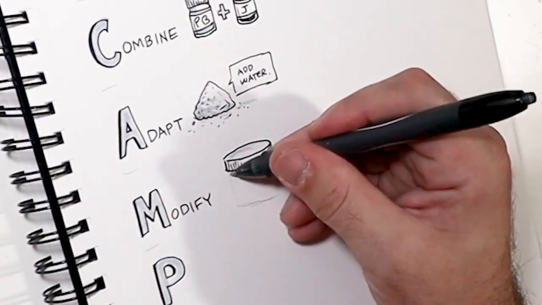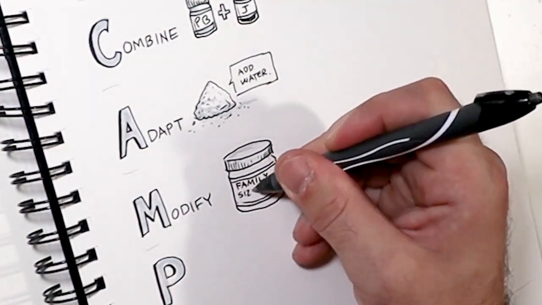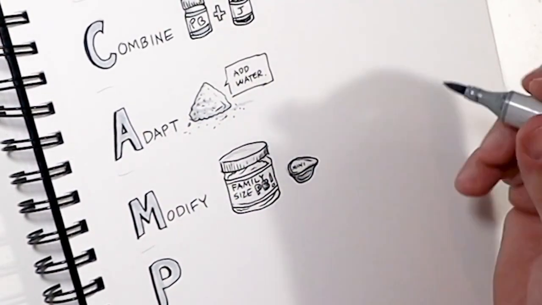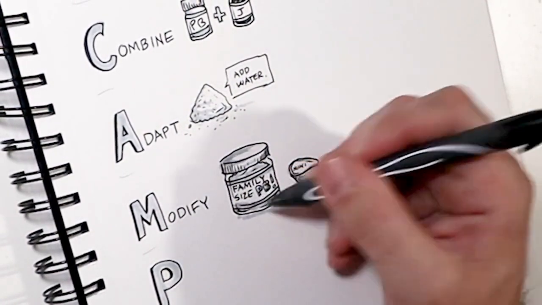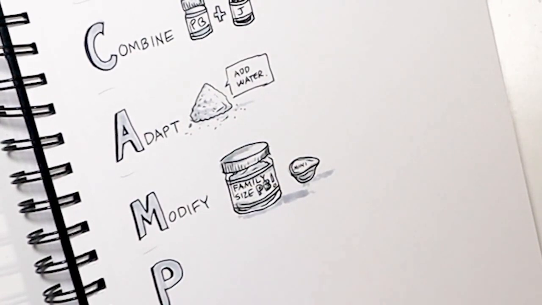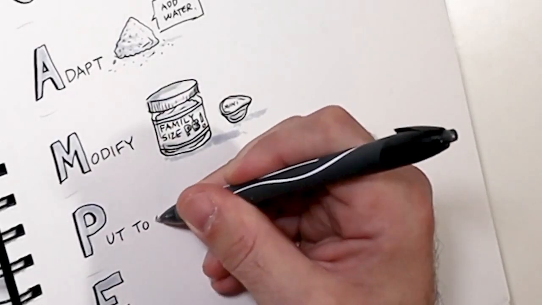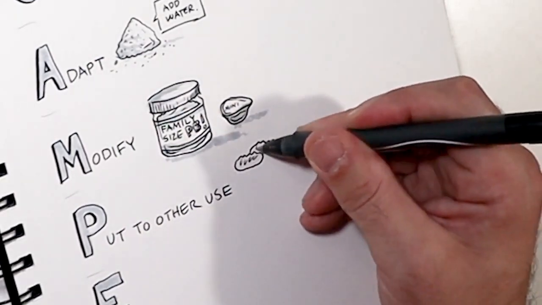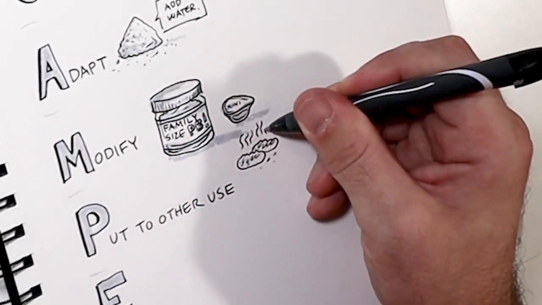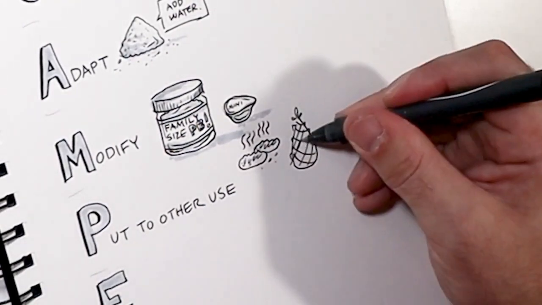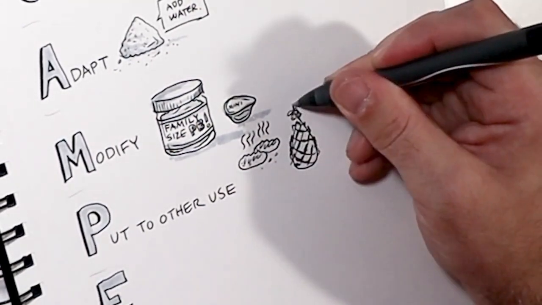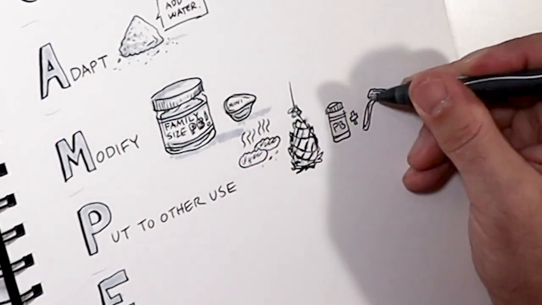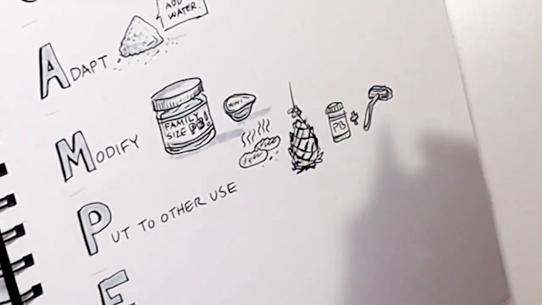Let's increase the size of the container for large families. Or maybe we can minimize the container to accommodate those who want peanut butter on the go. Next we come to the letter P for put to another use. In what ways can we use peanut butter differently than it was intended? We can bake cookies with it, combine it with a pine cone to make a hanging bird feeder. Did you know that you could shave with peanut butter? I'm really liking some of the ideas I'm getting with that concept.